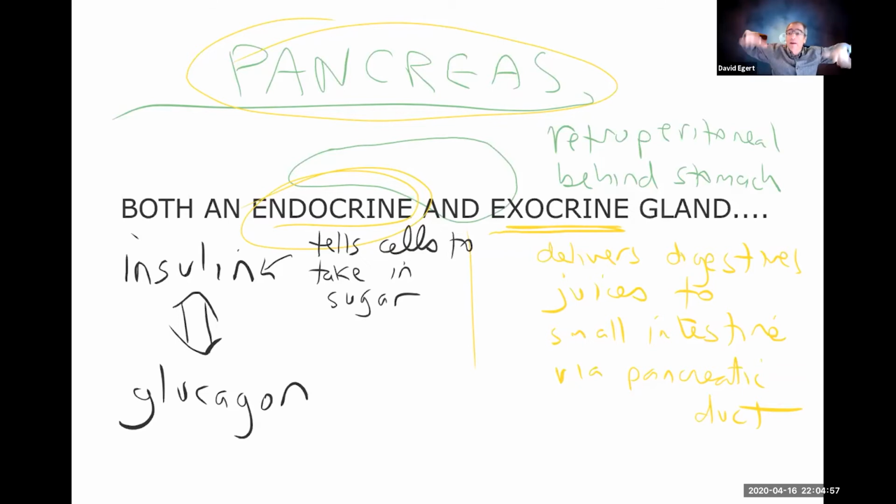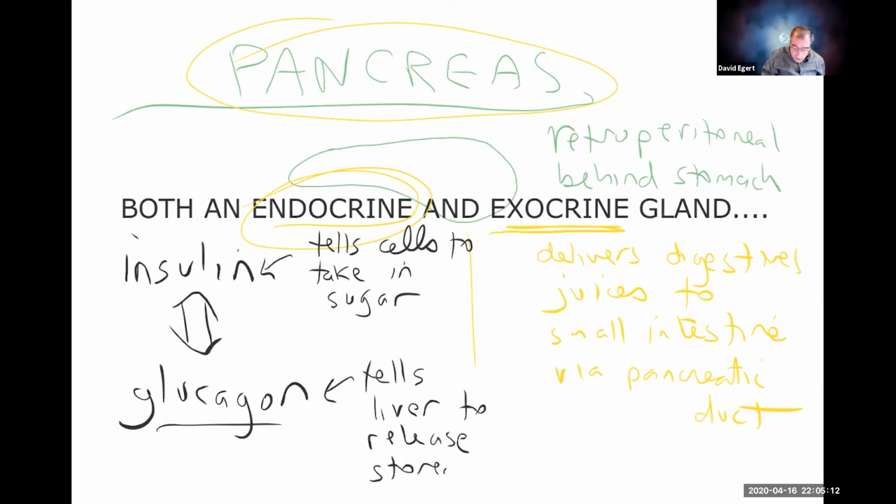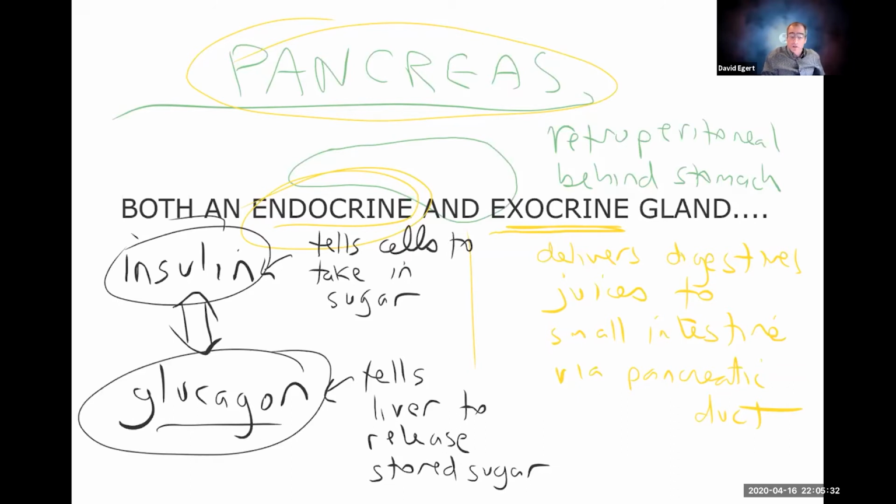So if your blood sugar is going down, then glucagon is released. This is basically going to tell the liver to release stored sugar. It's going to turn on enzymes that break down the glycogen, which then releases sugar into your bloodstream. So this one, if there's a lot of sugar, it tells your cells to take it up. This one, if there's not enough sugar, it tells your body to release the stored sugar. So that's basically what the pancreas is doing.